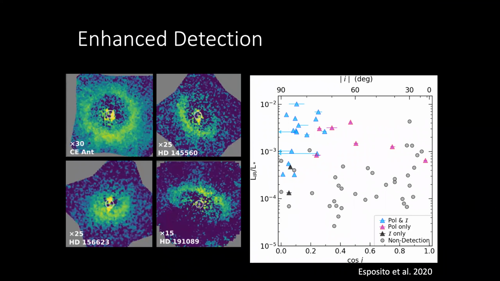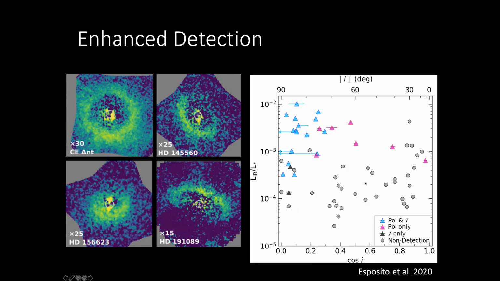Getting back to talking about this enhanced detection ability for debris disks, I'm showing a few examples here of nearly face-on debris disks, maybe not quite face-on, but in the 45-degree inclination range. And these are all disks that we were only able to detect in polarized intensity. So it was only thanks to this polarization mode that we were able to detect these disks.